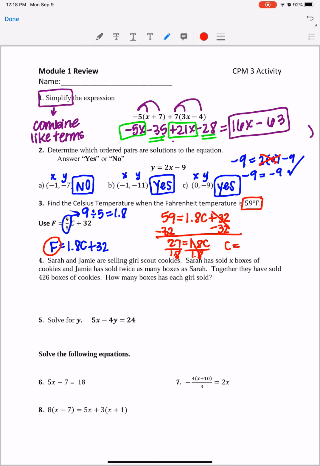Let me get out a calculator. All right, 27 divided by 1.8, we get 15. I don't care if you do C equals 15 like this, or you can also tell me 15 degrees Celsius. Either of those work. Number 4.